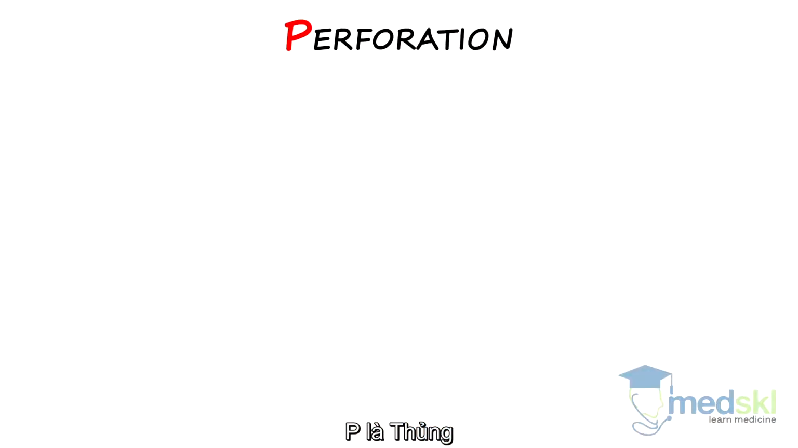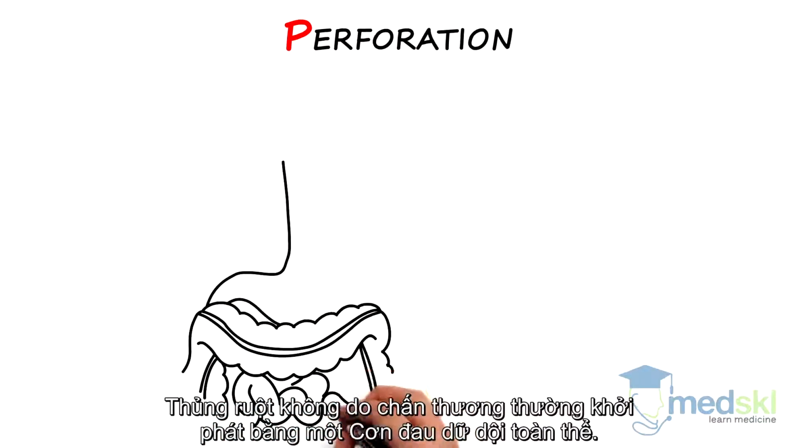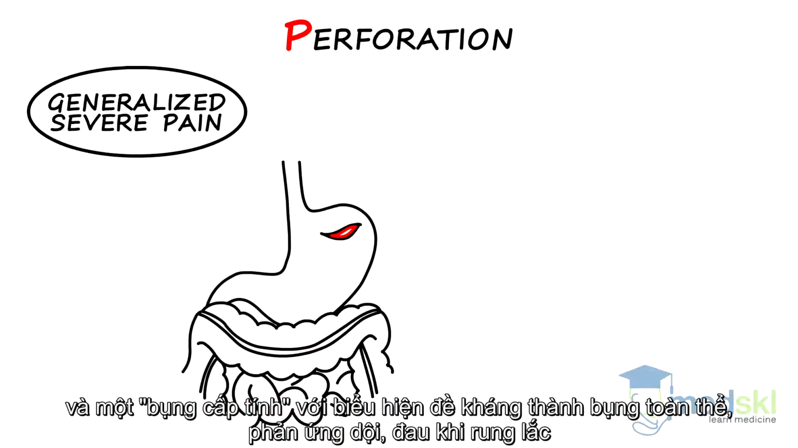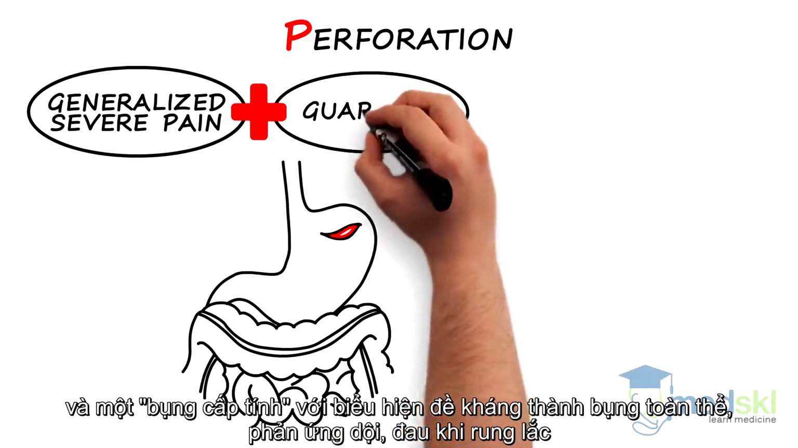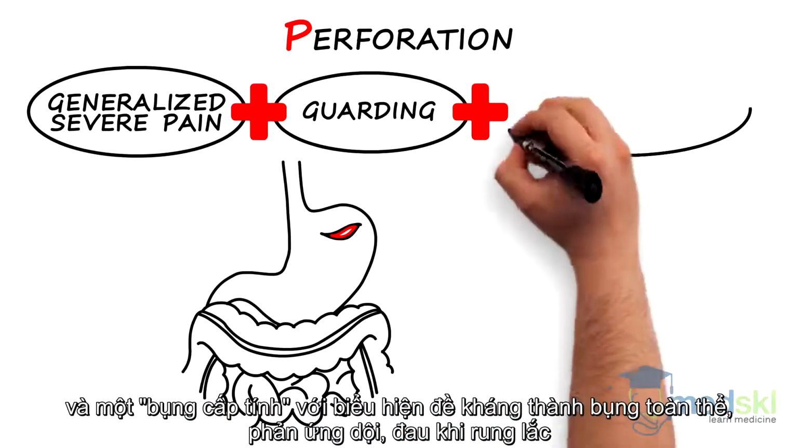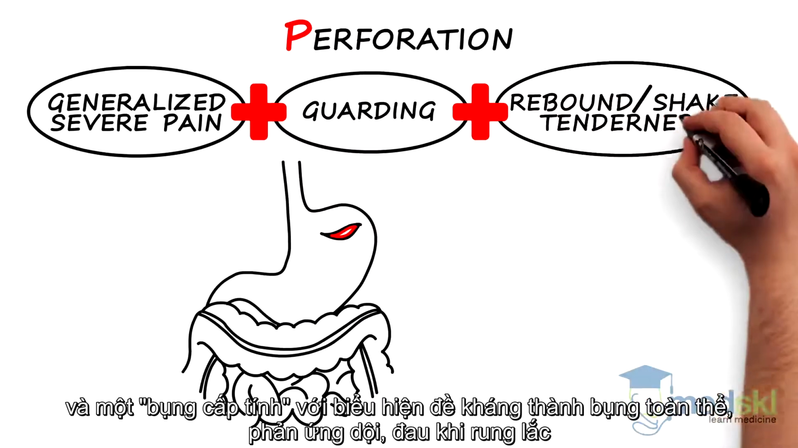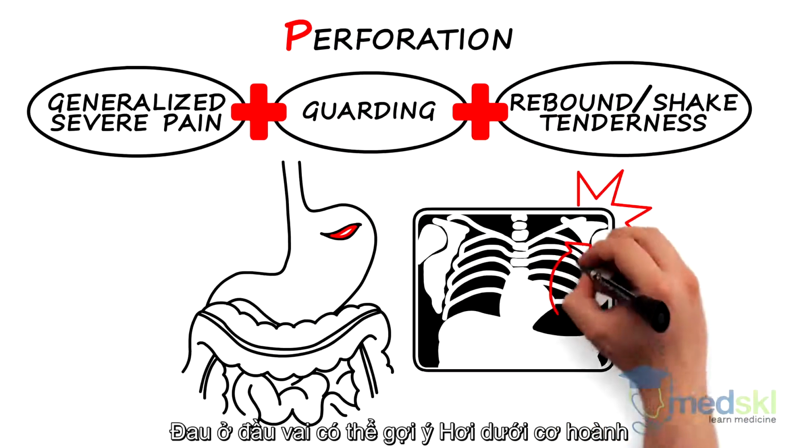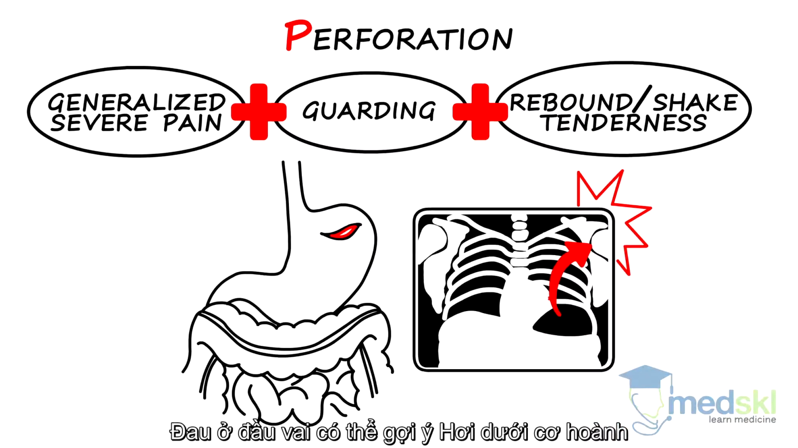P is for perforation. Non-traumatic bowel perforations generally present with a sudden onset of generalized severe pain and an acute abdomen with generalized guarding, rebound, and shake tenderness. Shoulder tip pain may indicate subdiaphragmatic air.